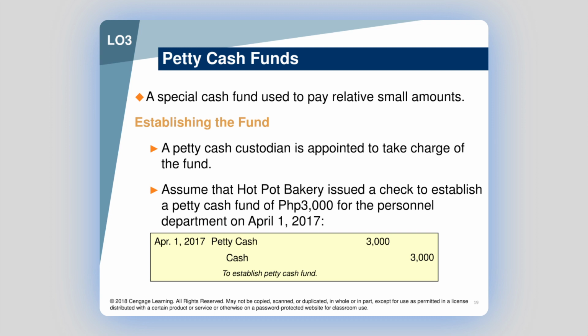Assuming that Hot Pot Bakery issued a check to establish a petty cash fund of 3,000 for the personnel department, what happens then? We will follow the imprest fund system, wherein we debit petty cash and credit cash. We follow the IFRS and IAS, which use the imprest fund system, in establishing our petty cash fund.